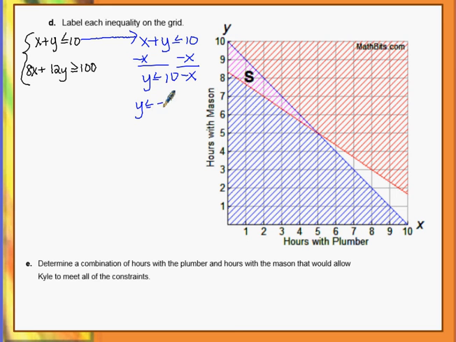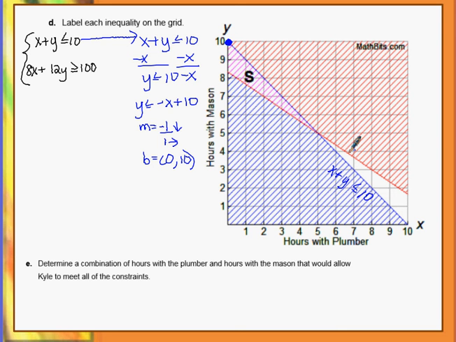This is the same as negative x plus 10, which reminds me that the slope should be going down 1 over 1, and it should begin at 0, 10. So at 0, 10, 0 hours with the plumber, working all 10 hours with the mason, I would begin here. It appears that the blue picture will match this inequality. Let's make sure. If I go down 1 over 1, down 1 over 1, down 1 over 1, down 1 over 1, it seems to have the correct rise over run, and it's also supposed to be shaded down, which it is shaded downward. So let's label this one x plus y is less than or equal to 10.